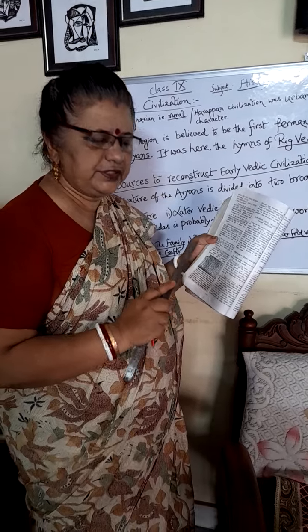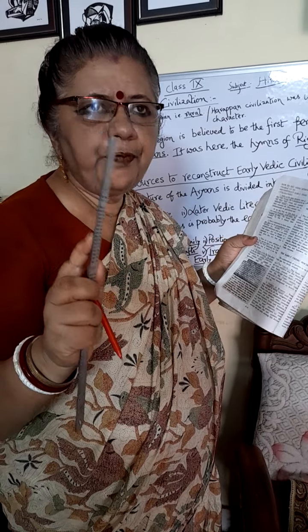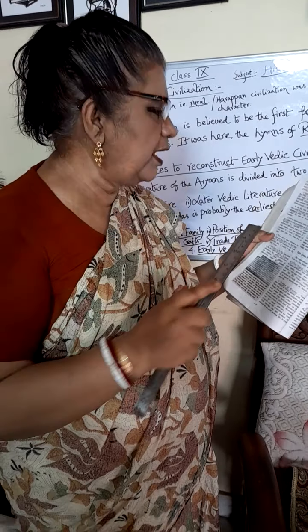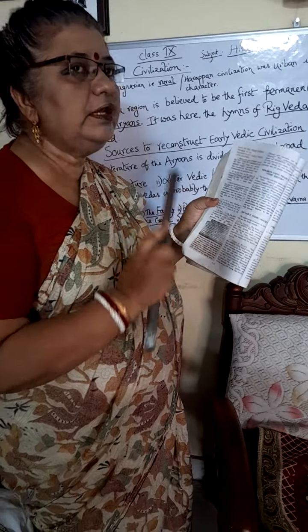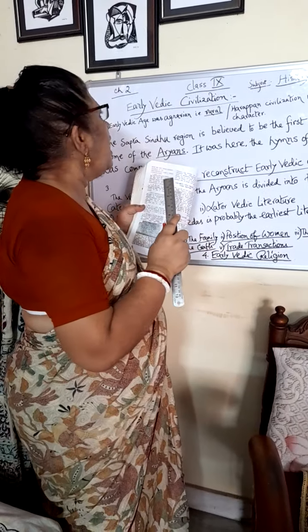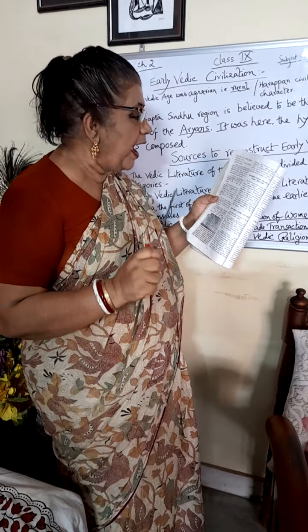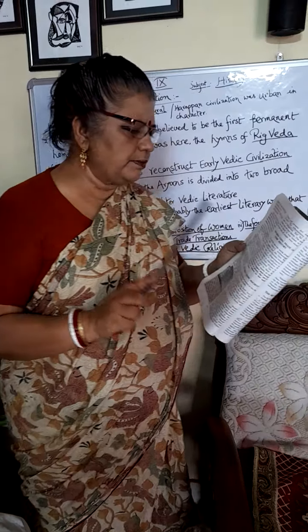Now, the next point: the first most important god was Indra. Next to Indra was Agni. So it is clear, my students, that nature plays a very important part in the early Vedic period, because the society was a rural, agrarian society.